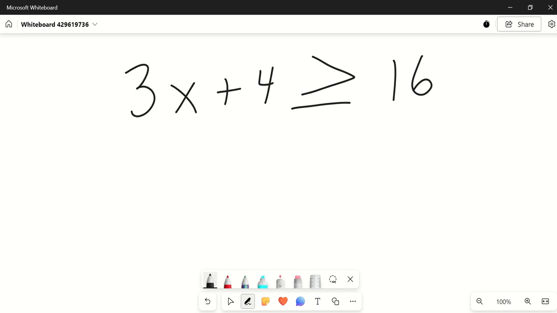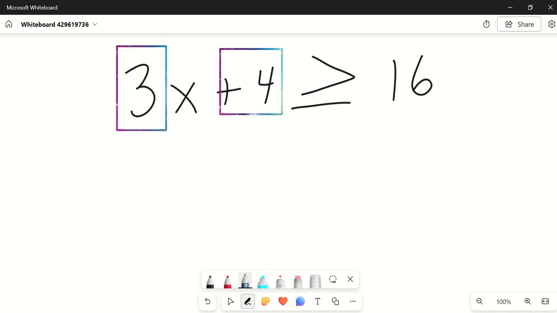More specifically, what does it not have with it, ladies and gentlemen? Variable. So, in this case, our constant would be what? 4. And remember, you loop in the operation with it. So, more specifically, this is what? Positive 4. The 3 over here, since it's attached to my variable, what is the 3 known as? The coefficient.